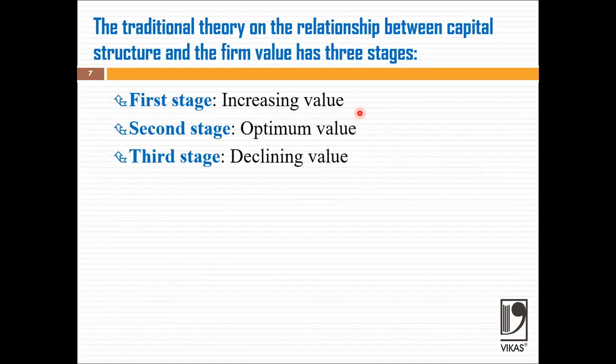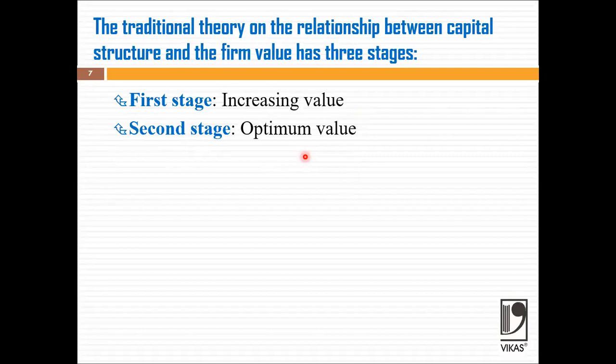Have you understood this theory? There are three stages in the traditional approach. First is increasing the value, then optimum value, and then decreasing the value of the firm. Are you clear? Okay. Good.